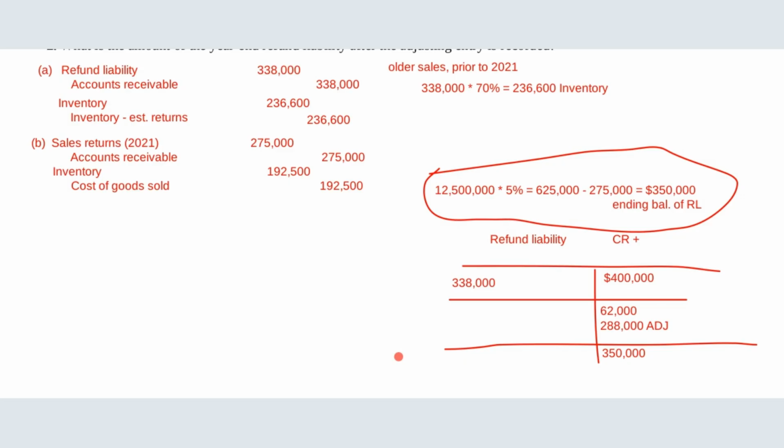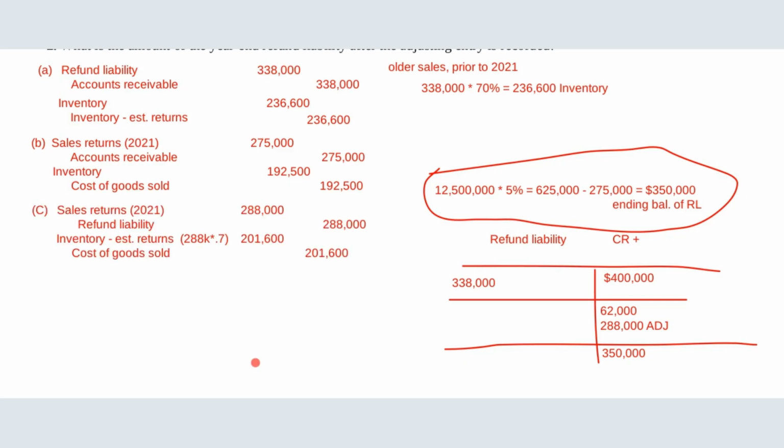And we're going to have the inventory estimated returns, which is 70% of our 288, or 201,600, and then credit our cost of goods sold, or 201,600. Okay. Questions?